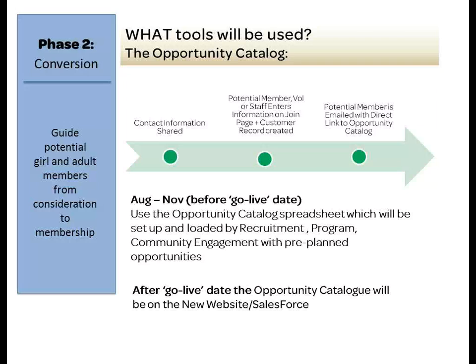You'll see that before that go live date, we are going to have an opportunity catalog. It's just going to be stored as a spreadsheet, and will be loaded with opportunities by recruitment, program, and community engagement. And we're going to talk on a couple slides about some specifics about how we intend to populate that opportunity catalog. And then obviously after the go live date, the catalog is going to be stored on the new website for our members to see, and then we'll obviously be able to maintain it from Salesforce, which talks to that website. So let's take a look at a couple of screenshots to bring this to life.